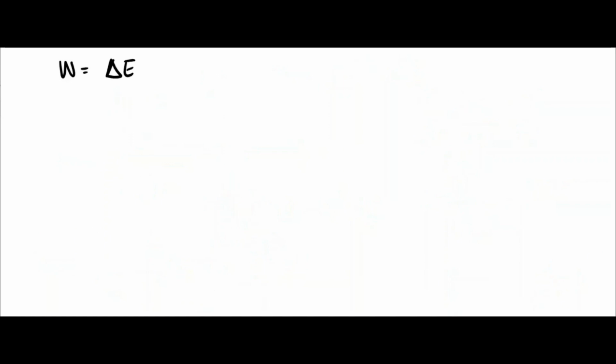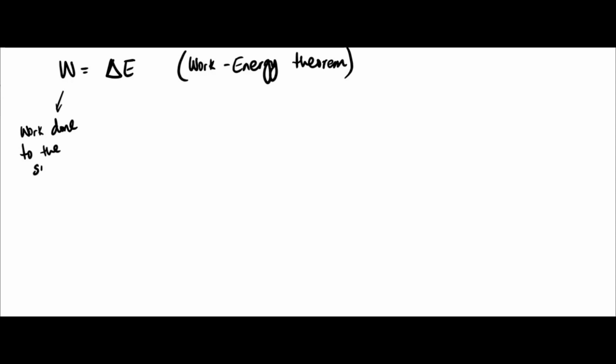Now let's take a look at this equation to help us understand what it actually means. It's telling us that the work is equal to the change in the energy, and that's the work energy theorem that we use in physics. Now what is the work in this case? It's basically the work done on the system to change or transfer some energy, or to cause some change in the energy of the system. Now I'm using the word system. What do I mean by the word system?